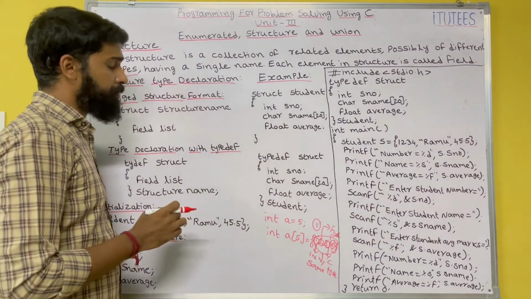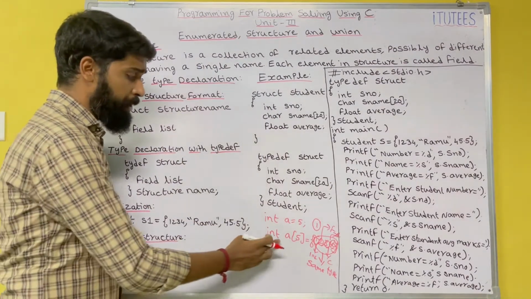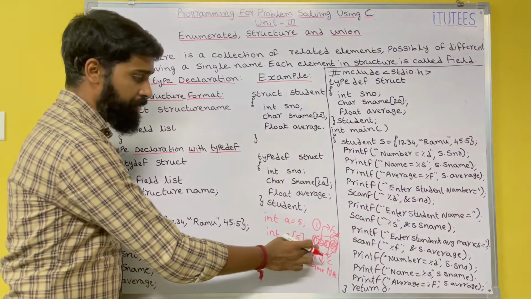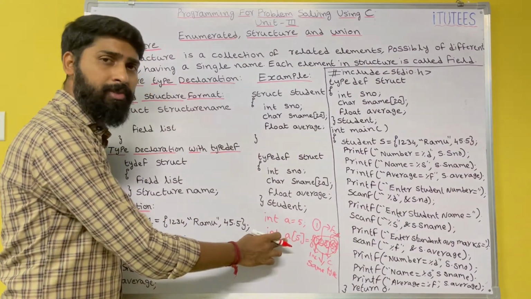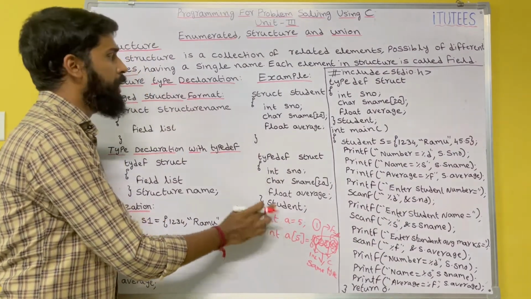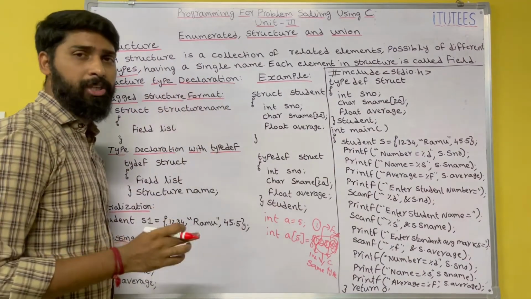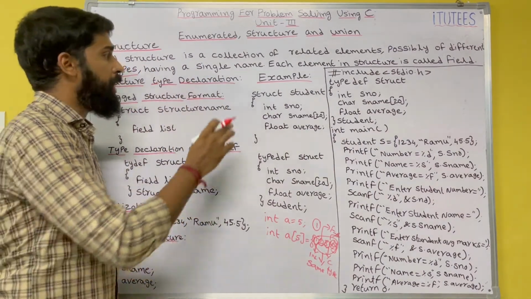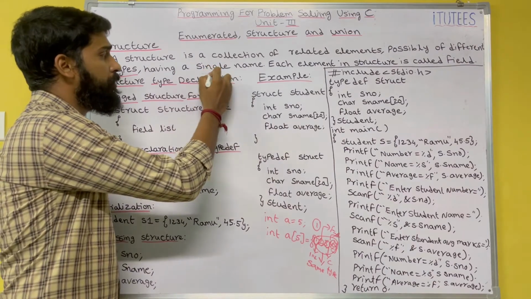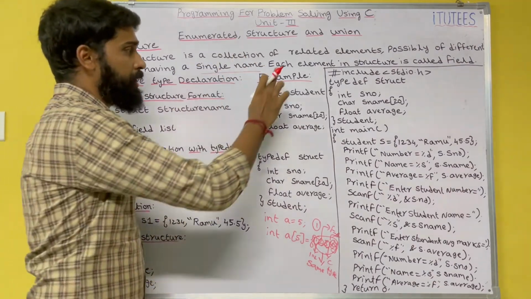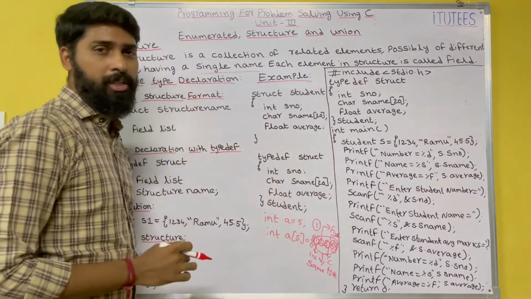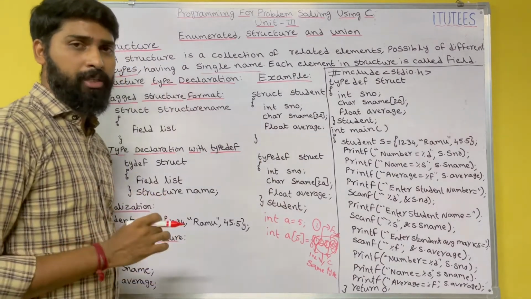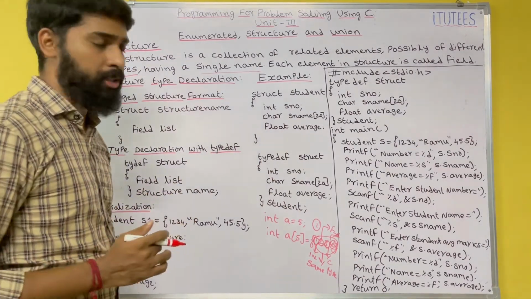Now, an array is also used with the help of one name, a. That means all the 5 elements can be accessed with the help of variable a. Similarly here also, the structure elements or fields are accessed with the help of only one name. Each element in a structure is called a field.